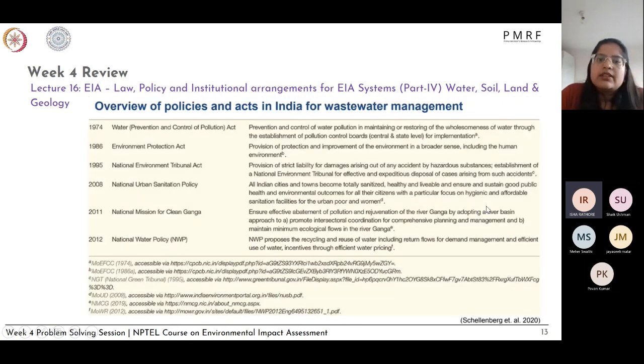And so moving on, we have also a few policies and acts relating to wastewater management in India. So we have the Water Prevention and Control of Pollution Act. This talks about water pollution in general, but it also talks about the wholesomeness of water through the establishment of pollution control boards. So the CPCB and the SPCB look at the wastewater discharge as well, the parameters which we talked about, in their audits. And then we have the Environmental Protection Act of 1986, which talks about the environment in a broader sense, but also about the human environment, the indoor environment, and the quality of water, of course.